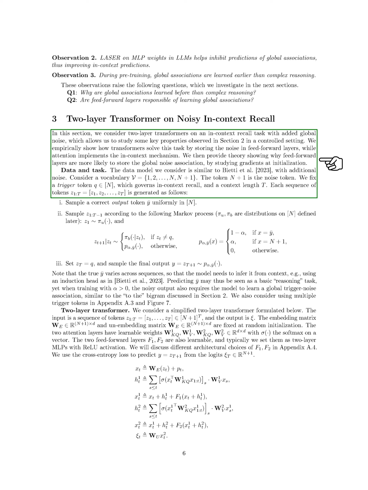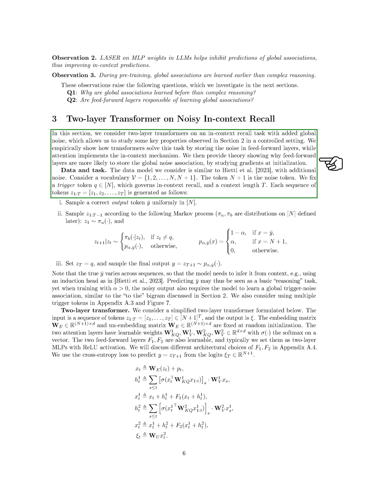We demonstrate through experiments how transformers tackle this task by storing the noise in feed-forward layers, while attention handles the in-context mechanism. Additionally, we present theoretical insights showing why feed-forward layers are more inclined to retain the global noise association, based on the analysis of gradients during initialization.